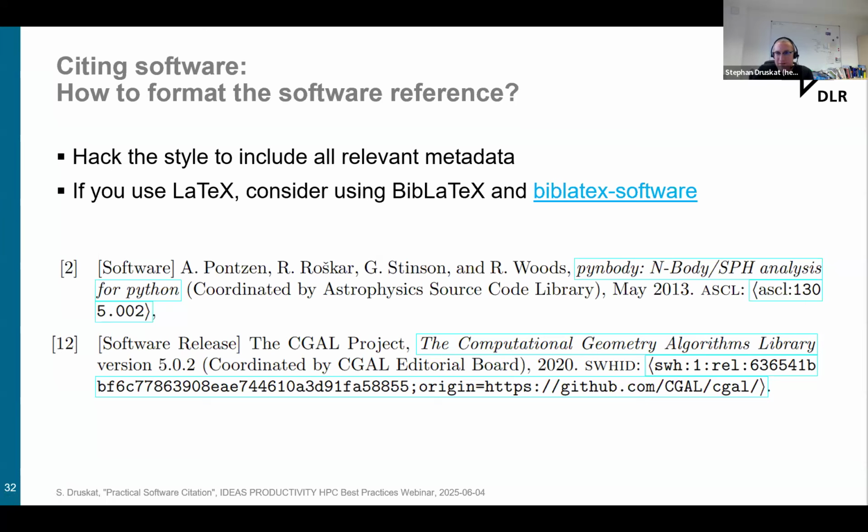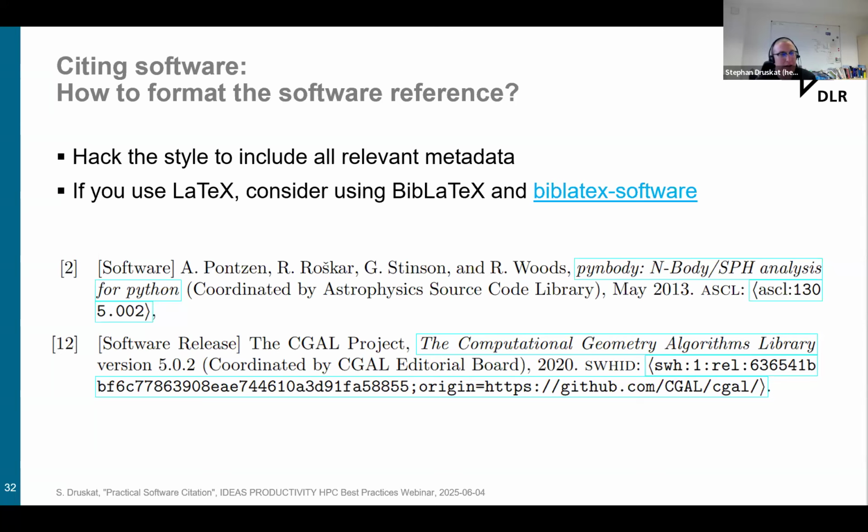Right, I'm coming to the end of my webinar. So how to format the software reference. There aren't many citation styles out there that actually support software as a specific type. BibTeX, as one of the formats that you can use for citing stuff when you compile LaTeX documents, does not support a software type. It has an alias. So basically, you can use something like @software for the type of your reference, but that will just resolve to a miscellaneous type, which doesn't give you any of the fields that you need in your software citation. So you may have to actually hack the style to include all the relevant metadata.